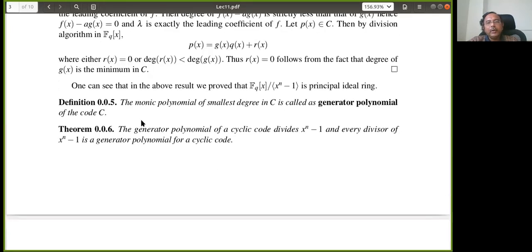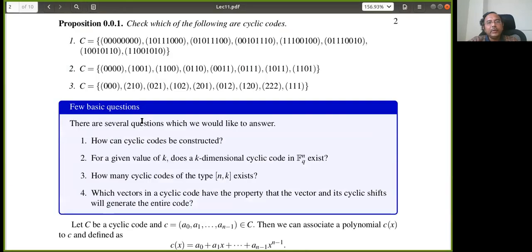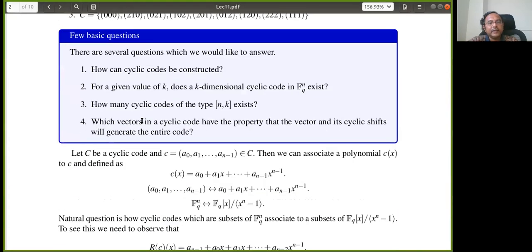Okay. So how do you get the generator polynomial? You remember these are the questions I asked: how can cyclic codes be constructed? So these are the ideals in Fq[x] modulo x power n minus 1. But ideals are actually what again? Ideals are principal ideals. So principal ideals means they are generated by a single polynomial.